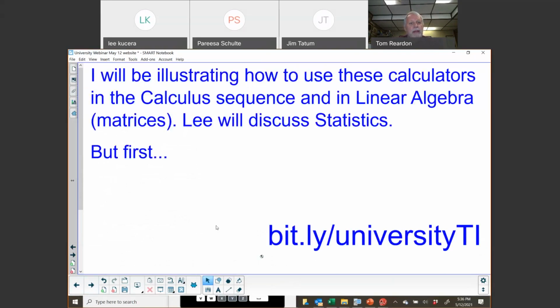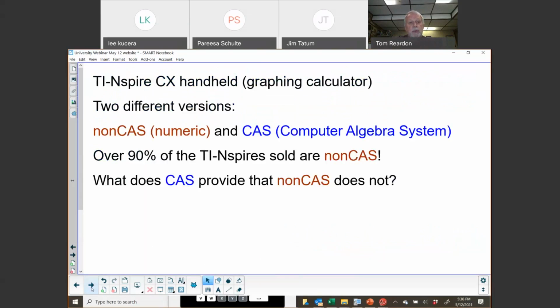So I'm going to be illustrating these calculators in the calculus sequence and in linear algebra, matrices, and then Lee will discuss the statistics. But first, let me talk a little bit about the difference between the TI-Nspire CX handheld, the CAS and non-CAS. About 90% of the Nspires sold are non-CAS.